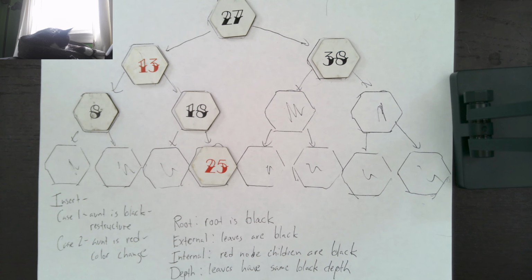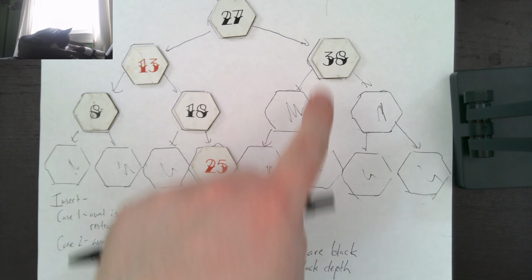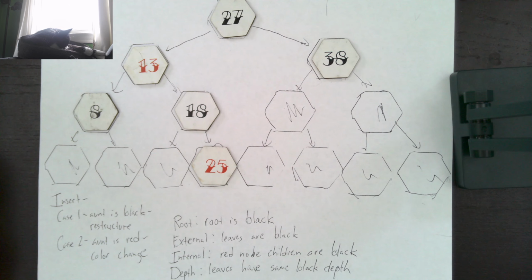So we're already starting to see that red-black trees don't have to do as much restructuring, which is kind of nice. All right, so let's keep on trucking. Let's see, can I get a case one here? That's going to be tricky.